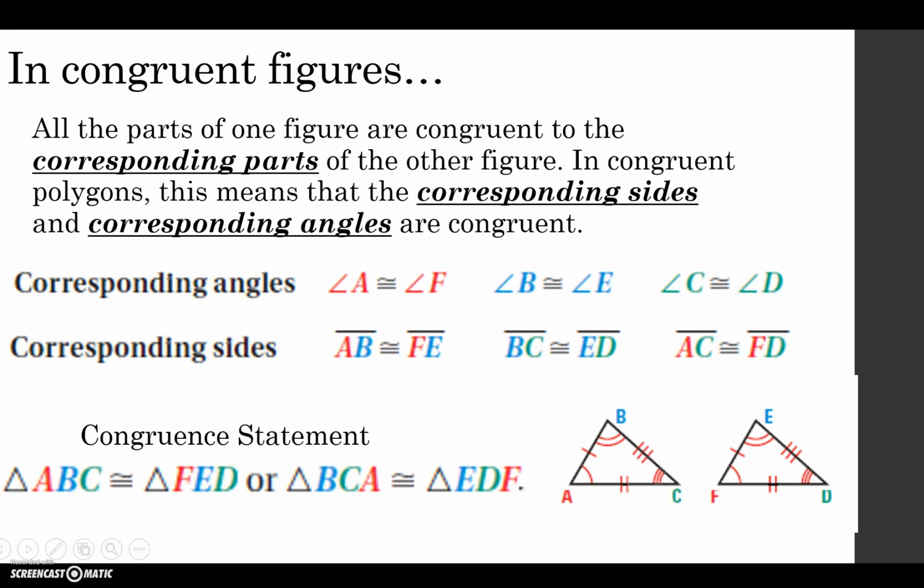So we have triangle ABC is congruent to triangle FED. The order is going to matter. A and F have to be in the same position, B and E have to be in the same position, and C and D have to be in the same position in our congruent statement, because A and F are congruent and so are B and E, and C and D. So if we were to rearrange it in a different order, such as BCA, I then have to take the other three and rearrange them as well.